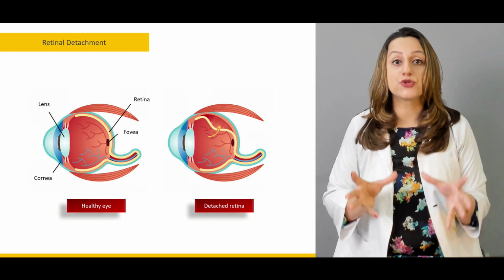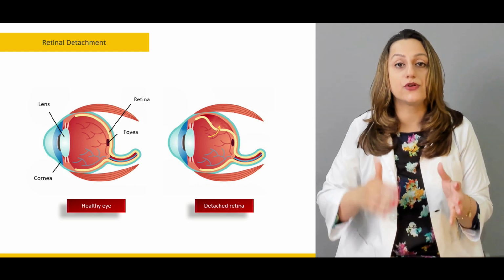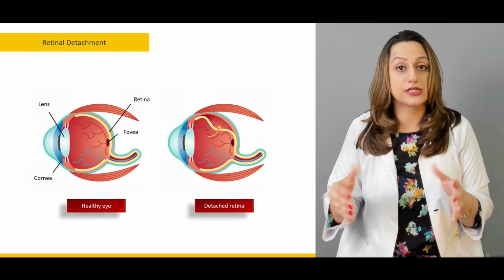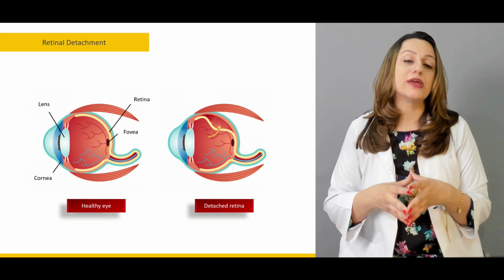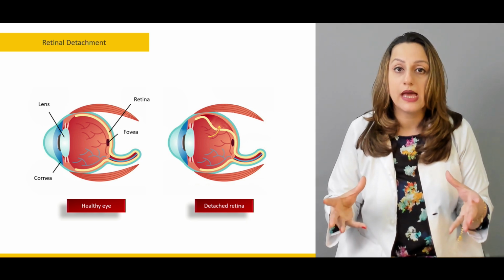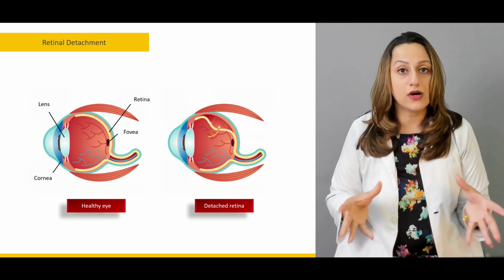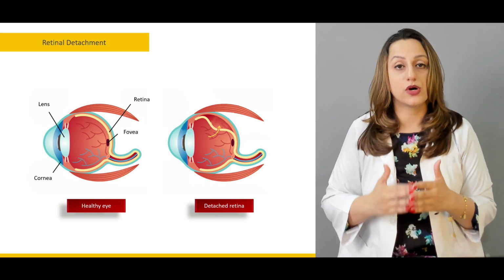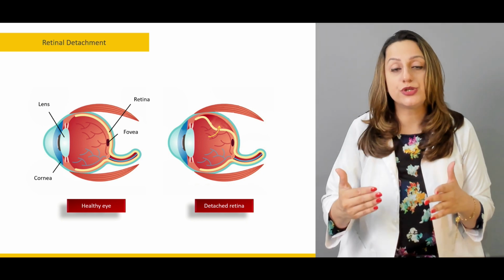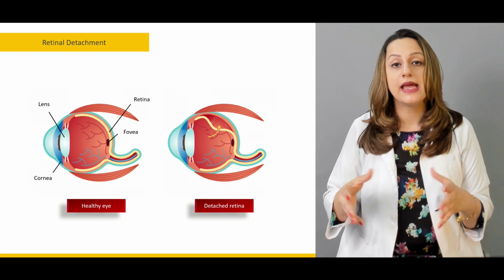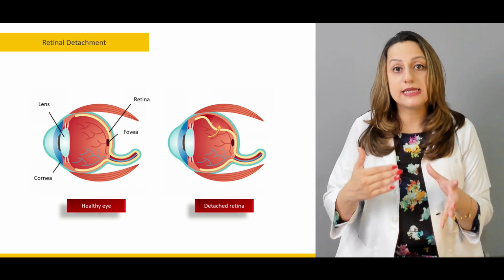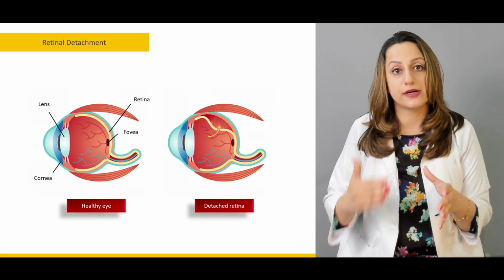When we say it's rhegmatogenous, it means that there are no other particular causes for the development of this condition. That is, there is no inflammatory process going on, there are no systemic causes for the development of this. There are no causes related to tumors or neuroblastomas. It's just the retina itself that is creating this potential space between the two layers.